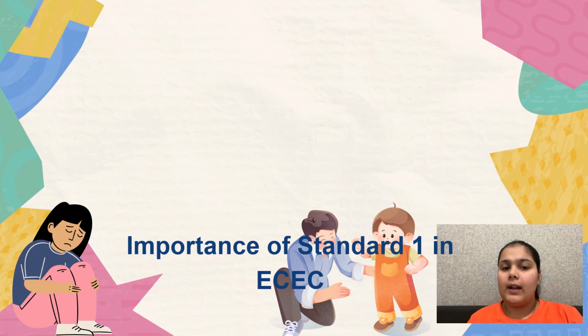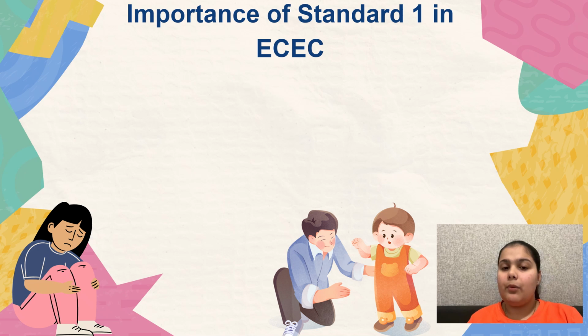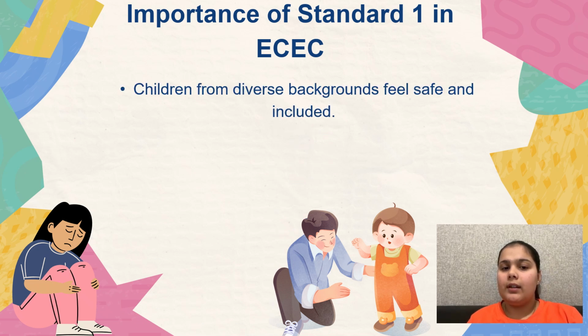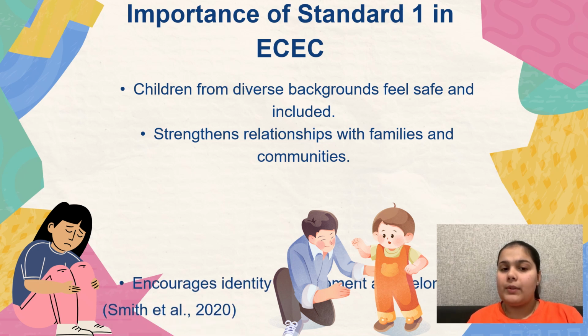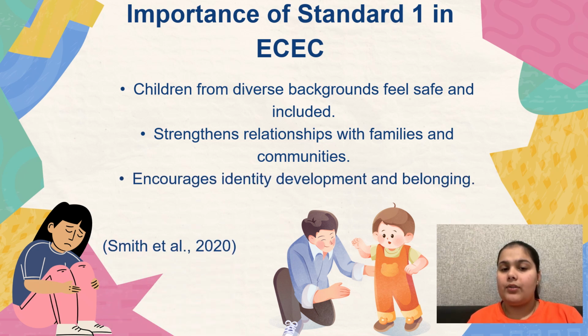Now, on to slide 6. Why is Standard 1 important in early childhood settings? When children see their language, food, traditions, or family stories reflected in the classroom, they feel more comfortable and confident. It also helps to build stronger connection with families and the wider community. Most importantly, it supports the child's sense of belonging, identity, and self worth, which is key for their emotional development.